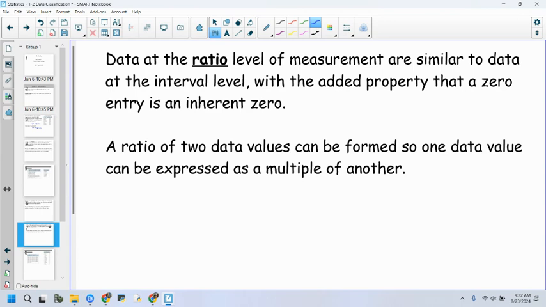If I said, how many miles do you drive in a given week? 0 actually means 0 miles, right? You have not driven anywhere, right?